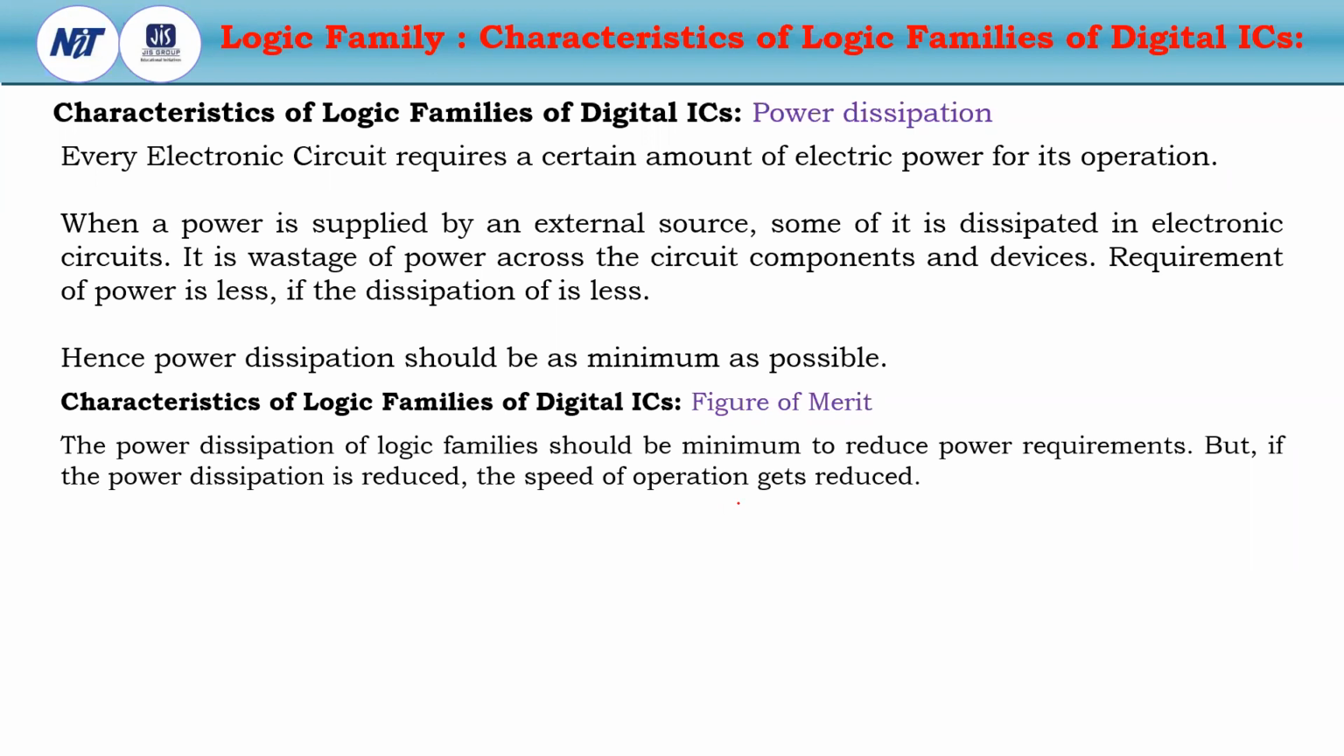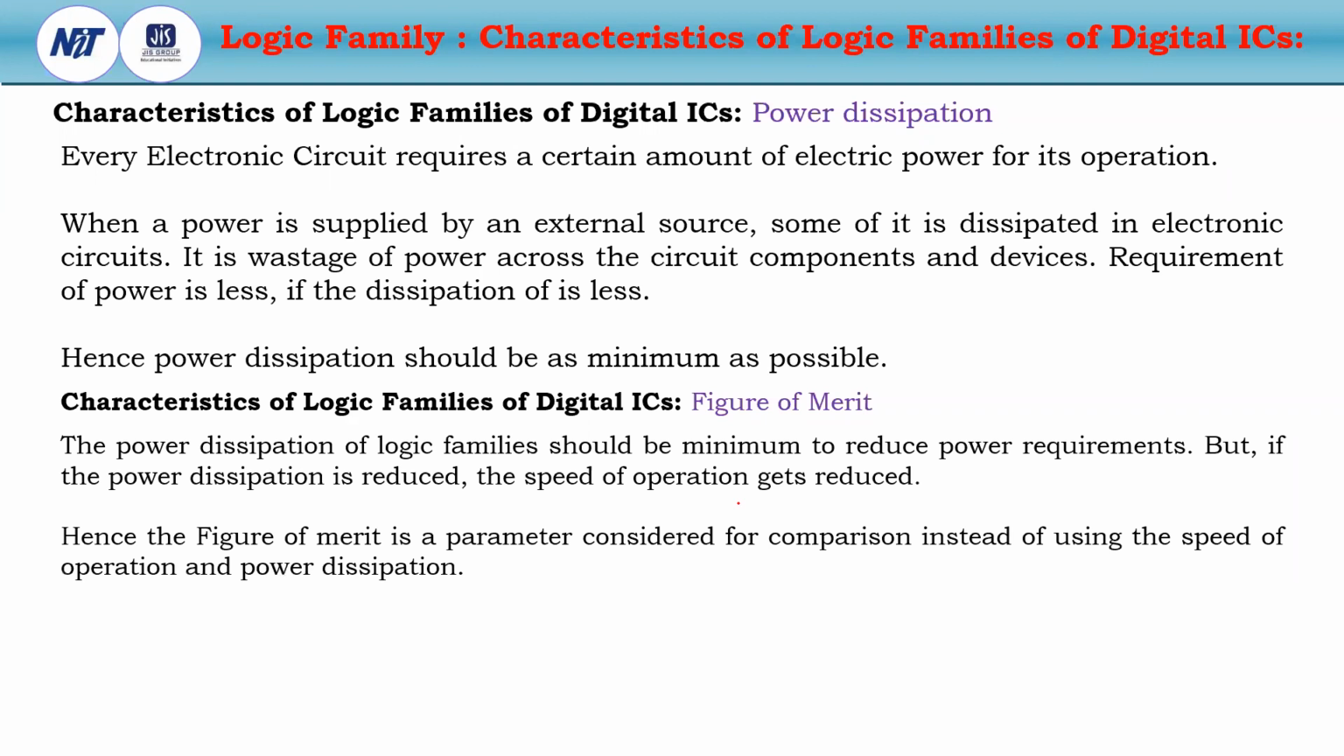Now the third parameter is the figure of merit. The power dissipation of the logic family should be minimum to reduce the power requirements. But if the power dissipation is reduced, then the speed of operation is reduced. So we should optimize it. Optimize means we should not forget about the power dissipation or about the delays. We should consider the optimized power and delay. For this reason, we should consider the power delay product. So that is called the figure of merit.